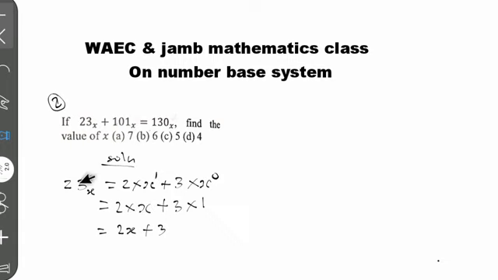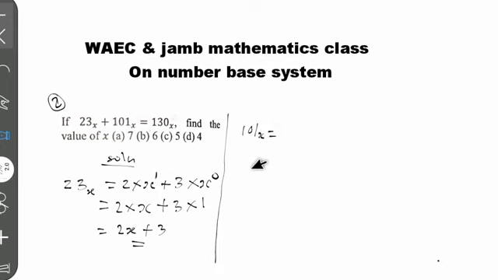So it means that when you have 23 in base S, converting to base 10 is equal to 2S plus 3. That's the solution for the first part. Now let's go to the second part, which is this. Let me try to underline it. So we have 101 in base S.